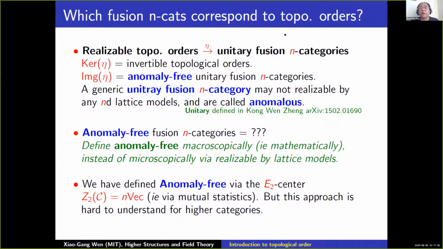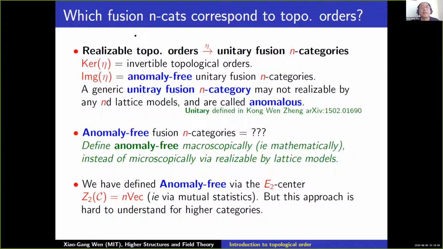So right now we try to use fusion n-categories to classify topological order up to invertible ones. Invertible ones are pretty well understood. So up to invertible ones, which fusion n-categories can classify topological order? Here we see that we need to find a subset of fusion n-categories. Only some special fusion n-categories can correspond to a realizable topological order. And to find this subset is the following thing.